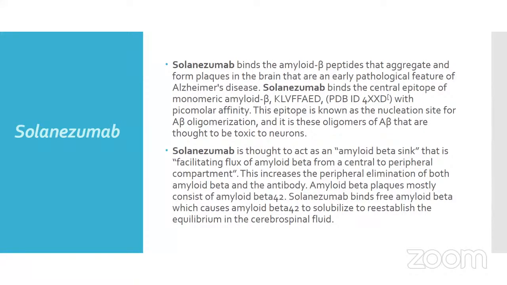Okay, so this is coming to the explanation. That's why solanezumab is thought to be an amyloid beta sink, in which it facilitates the flux of amyloid beta from the central to the peripheral compartment, and this will increase the peripheral clearance and elimination of both the amyloid beta and the antibody itself. Amyloid beta plaques mostly consist of amyloid beta 42, and solanezumab binds to free amyloid beta, which causes amyloid beta 42 to solubilize to re-establish the equilibrium in the CSF.